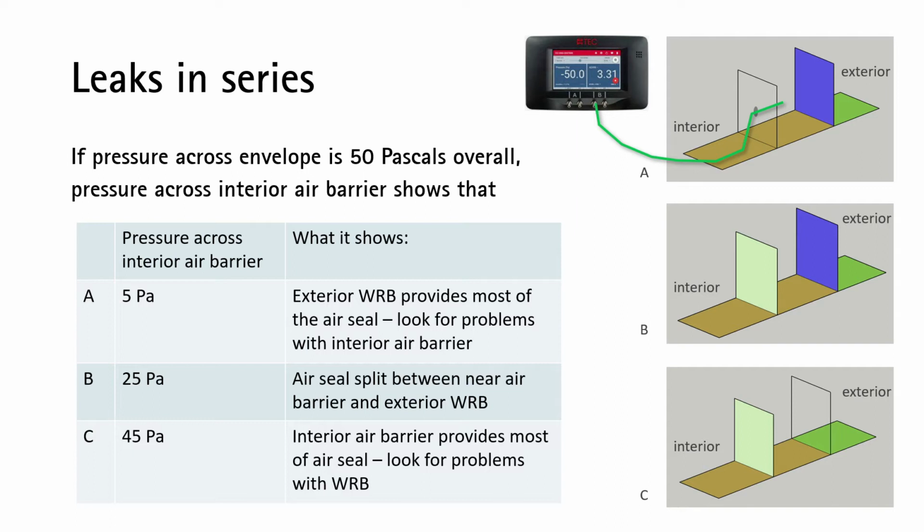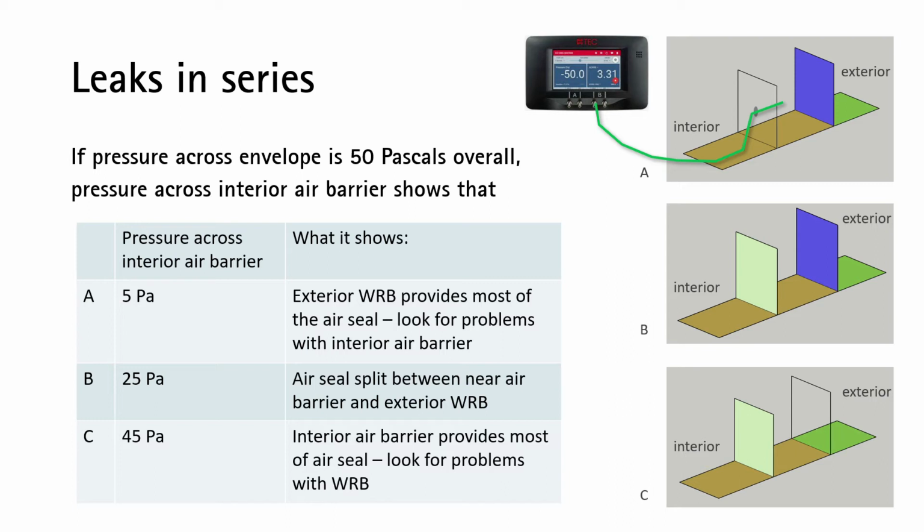The pressure across the entire building is 50 pascals. If that pressure resistance were provided equally by the interior air barrier and the exterior WRB, and you poke a hole into the space between them, the pressure across that hole should be 25 pascals.